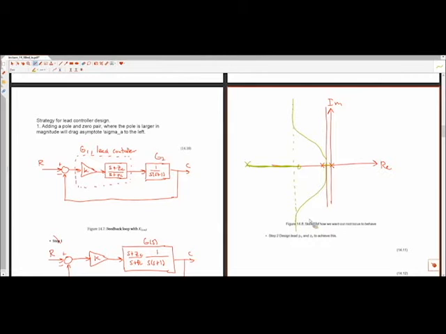Yes? What does a lead controller actually mean? What is it in terms of code, or what is its physical meaning? What is a pole and zero as far as software goes? Okay. Yeah. So the best analogy that I have for this is that a proportional derivative controller and a lead controller are essentially interchangeable. A lead controller is an approximation of the idea of a proportional derivative controller.